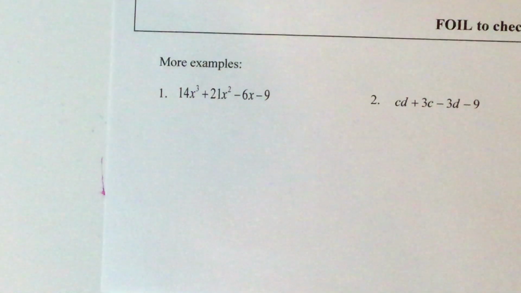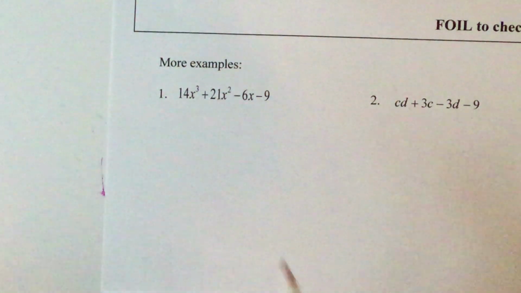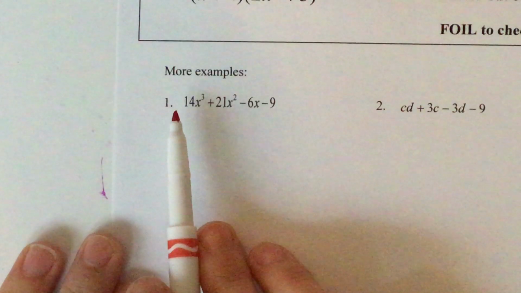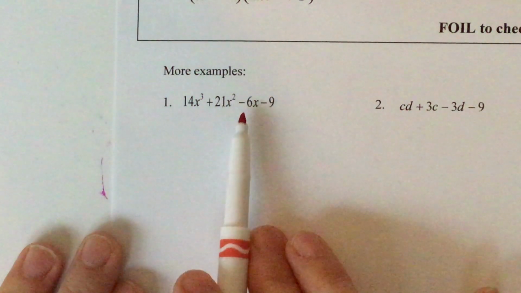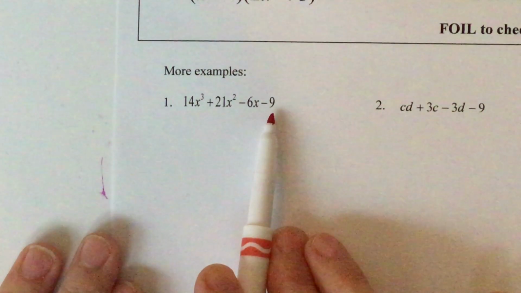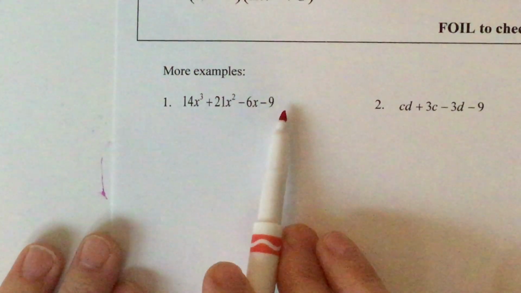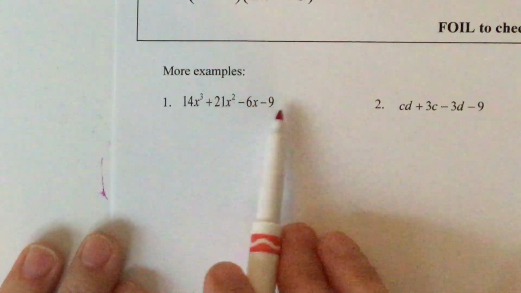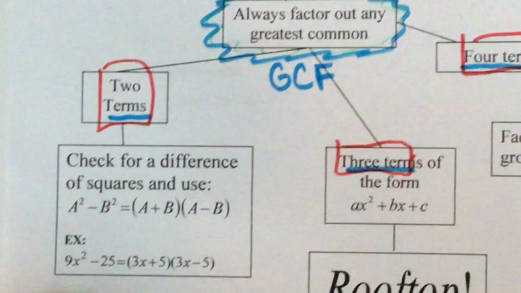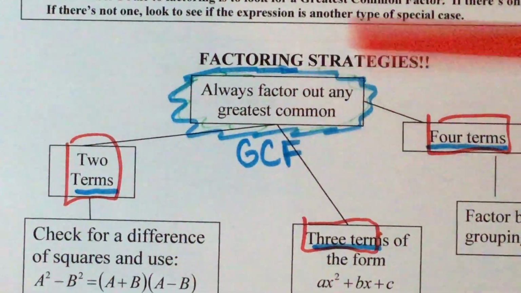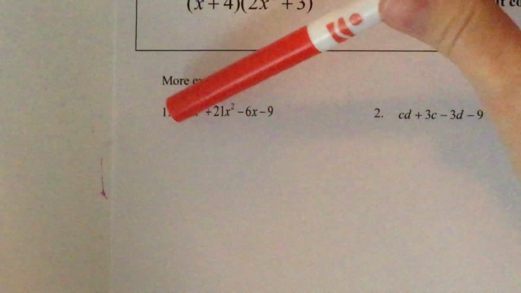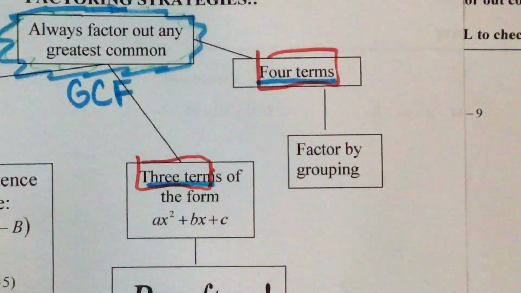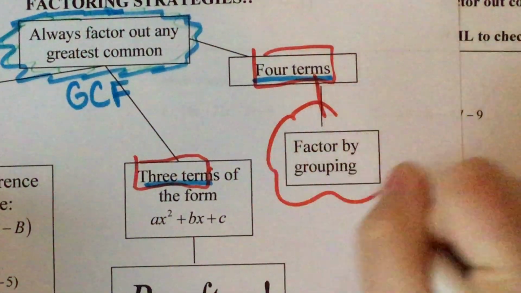All right, so first you would look to see if there's a GCF to the entire problem. Can anything divide into 14, 21, 6, and 9? And there's nothing. Then you'd look to see if they all have x's, and they don't. So that means there is not a GCF to the entire problem. Then I have to count if there's 2 terms, 3 terms, or 4 terms. And there's 1, 2, 3, 4 terms. So we're going to do this thing called factor by grouping.